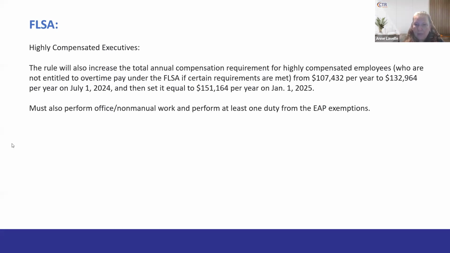If the HC, who otherwise is not doing manual work and has a pretty sedate job, come July 1st or January 1st, isn't making those thresholds of about 132 or 151,000, they will not be exempt and they will be owed overtime. So that's critical. If you have an HC, somebody who meets it right now, you need to look at what their salary provision will be in the future.